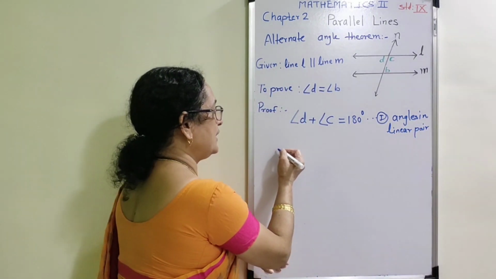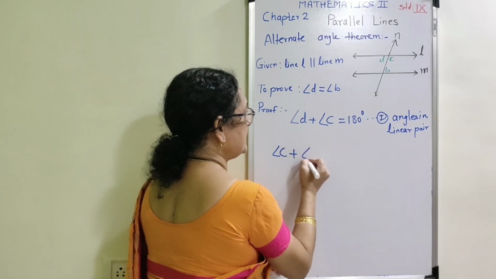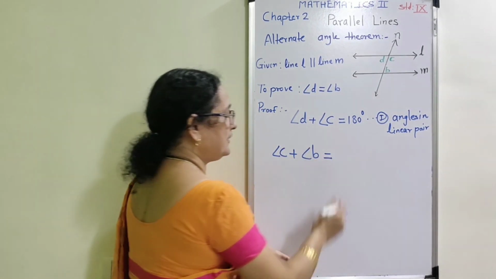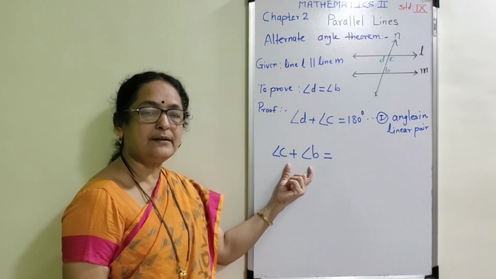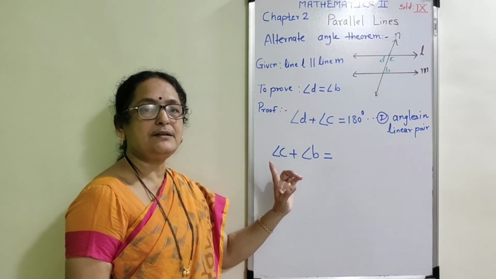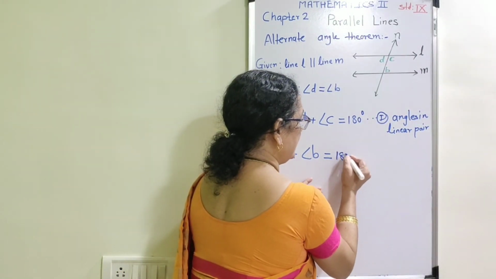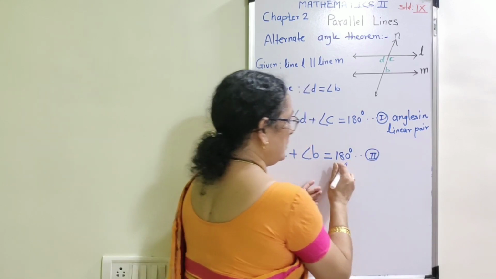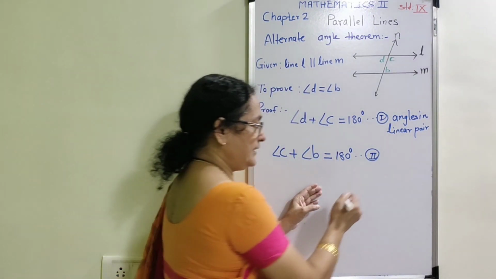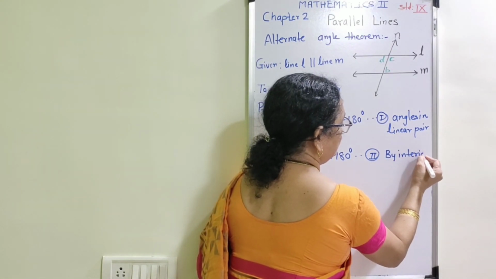And also we are going to take the interior angles, angle C plus angle B. We have already completed the interior angle theorem. When the lines are parallel, the interior angles on the same side of the transversal are always supplementary, and therefore the sum of measures of these two angles is also 180 degrees by the interior angle theorem.